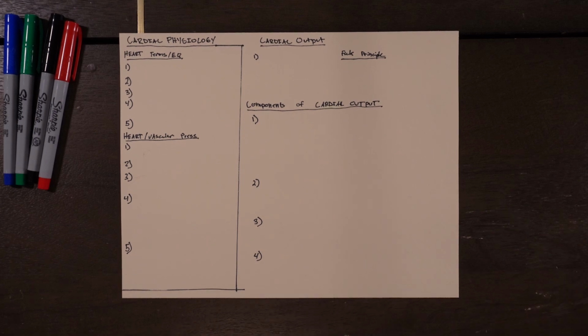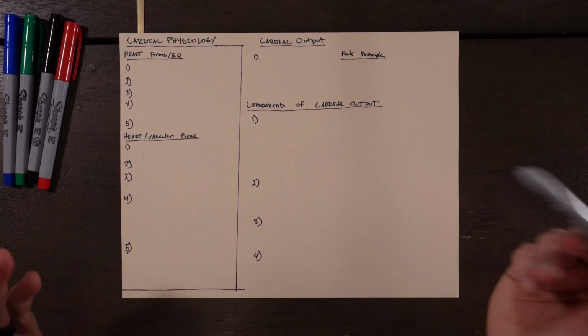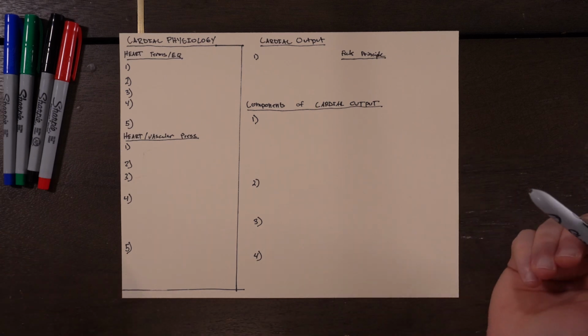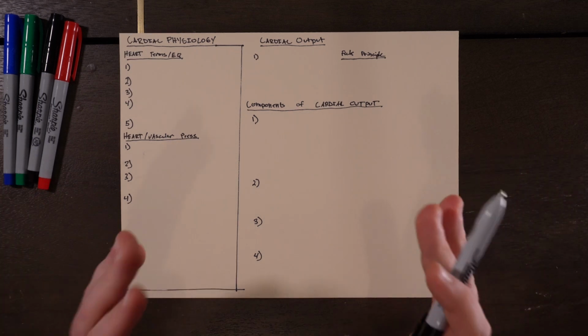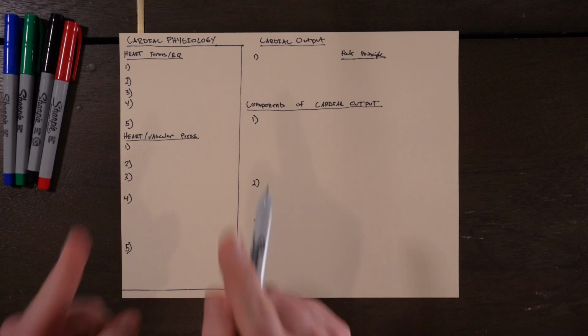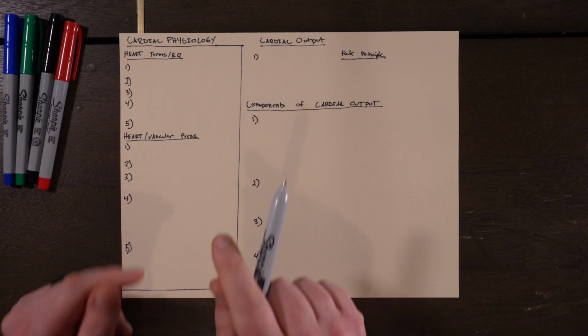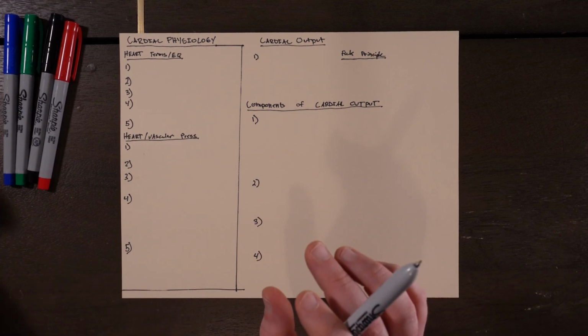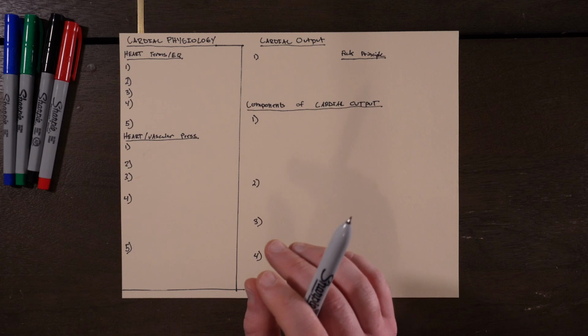Okay, let's get into this one-page talk about big ticket cardiac physiology stuff. The first thing that we need to talk about when we're thinking about cardiac physiology is the terms that we're using, and the basic equations that you need to start understanding the physiology of the heart.